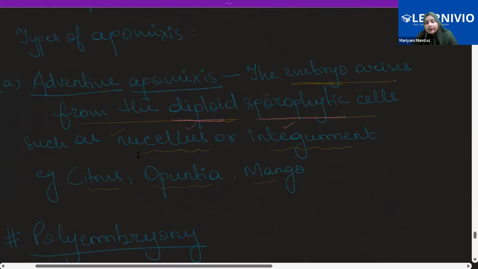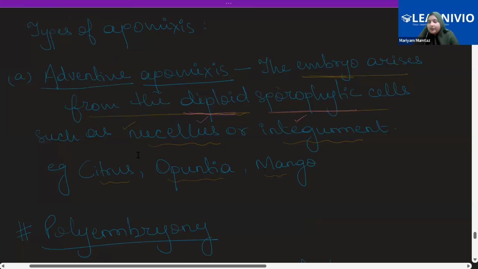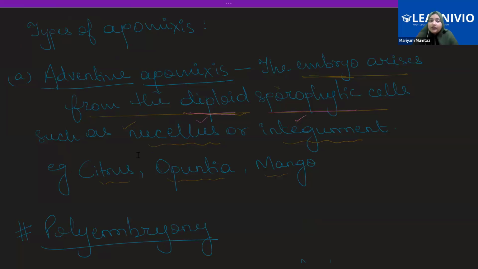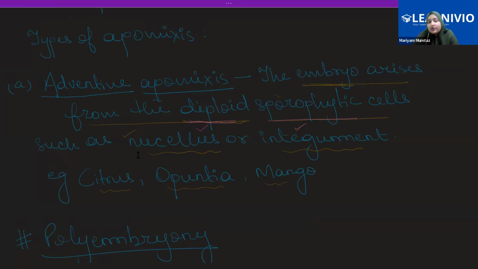Now, apomixis further is of various types, one of which is adventive apomixis. This is the kind wherein the embryo is developing from nucellus or integument, which is a normal diploid tissue, which is not responsible for developing the seed or the embryo. This takes place in the case of citrus, opuntia, mango. Clear?